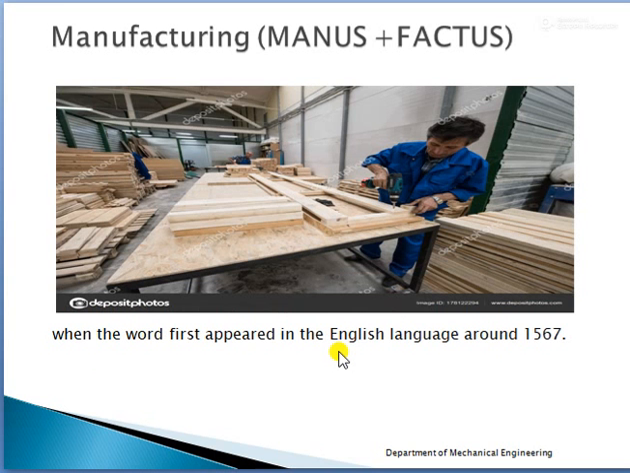Let us see the manufacturing. The word first appeared in the English language around 1567. By seeing the picture, I have discussed and defined manufacturing simply. Manufacturing can be divided into two things, that is manu and factus. Manu means handmade. Here you can observe this person is making a wooden part by using a hand, and factus means made. Handmade goods and articles is known as manufacturing.